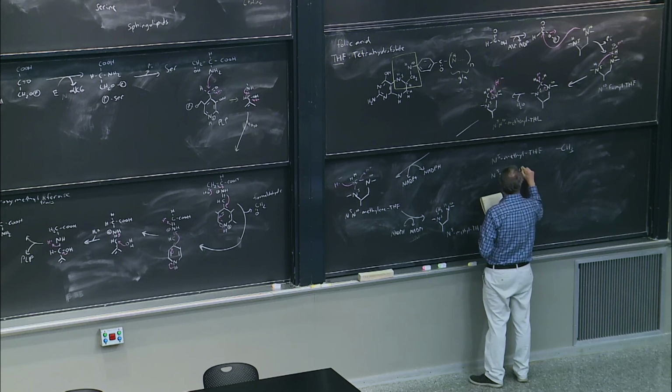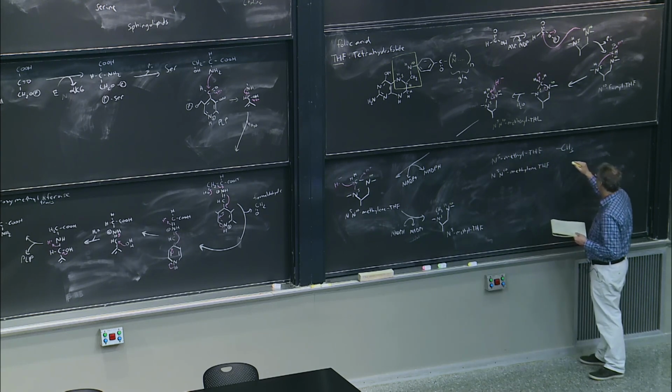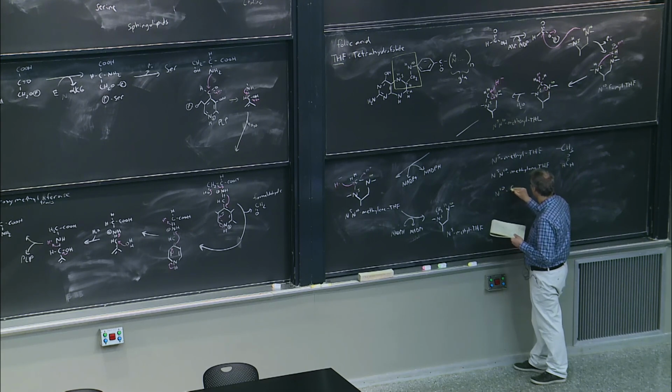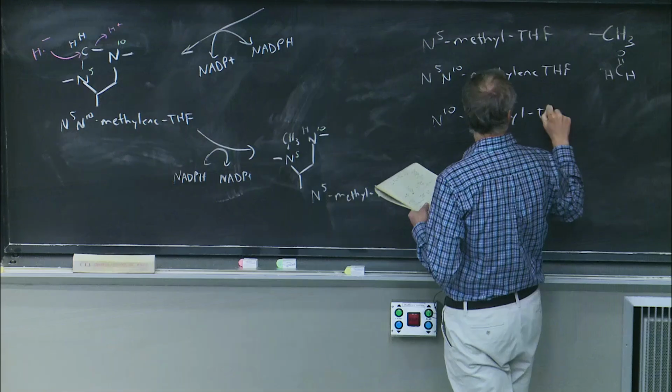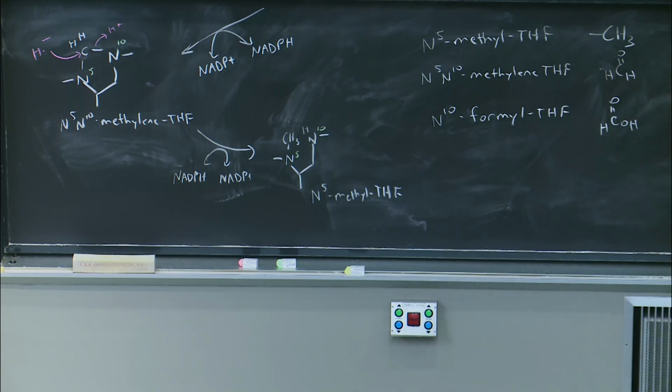N5, N10 methylene THF is carrying the formaldehyde, and N10 formyl THF is carrying the formate group to donate as a one carbon unit. This will be the donor ultimately for things like choline synthesis. Formaldehyde and N5, N10 methylene and formyl THF will be important in nucleic acid synthesis, and we'll see that next time.